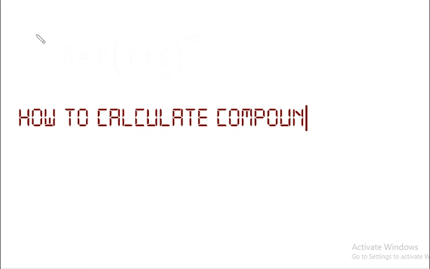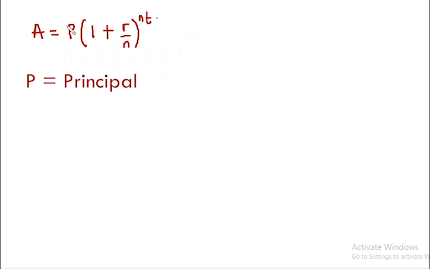In this video, we're going to talk about how to calculate compound interest. Before we do any calculations, there are formulas I would like you to know. The first one is A = P(1 + r/n)^(nt), where P is the principal.